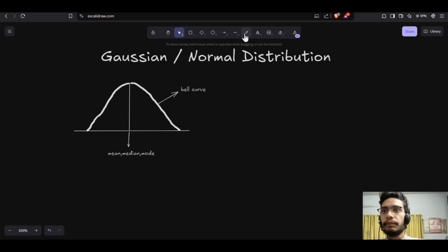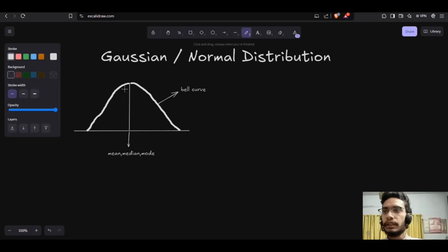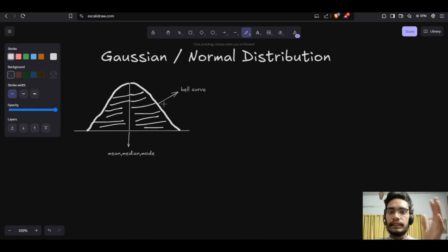You can see this is symmetrical. Symmetrical means that if this center point is your mean, then the amount of data that is present on the right side of this distribution is equal to the amount of data that is present on the left side. So it is symmetrical. And if your data is in this form, then you can easily say that your data is normally distributed. I hope you understand this.